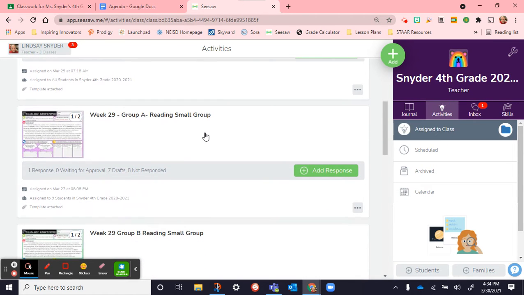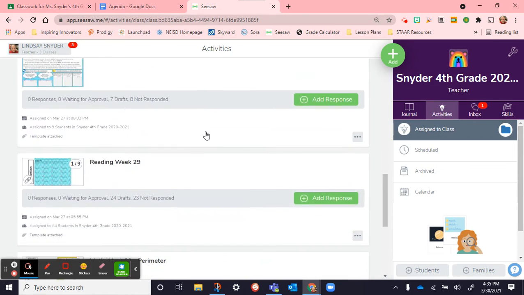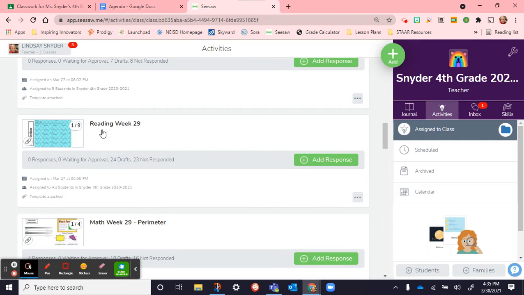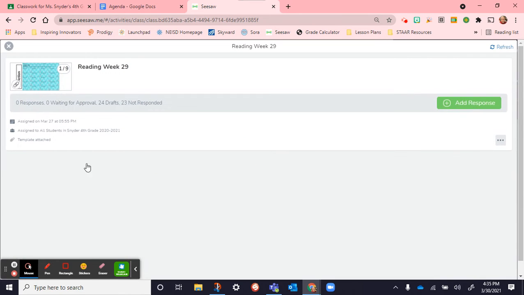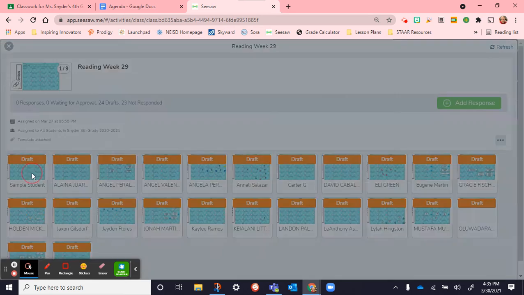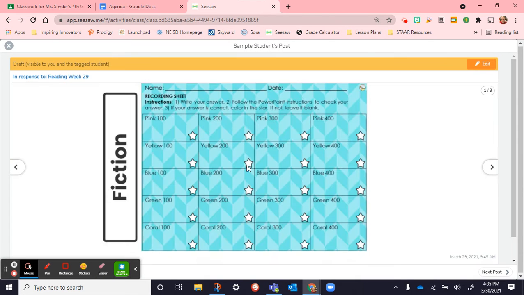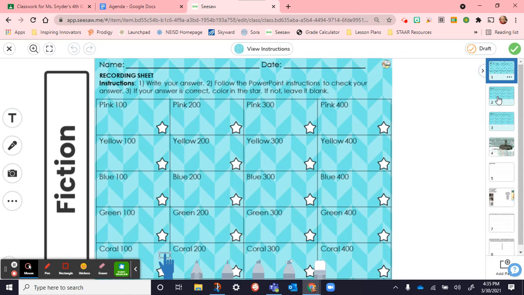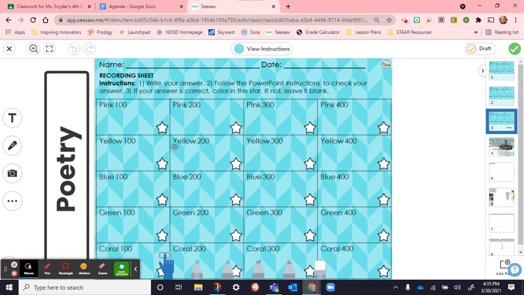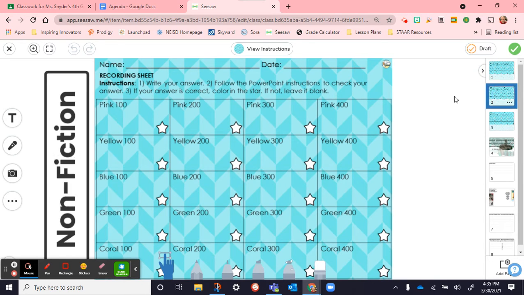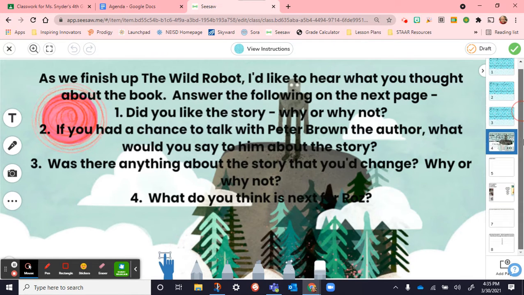So if you go down to reading week 29 here, open that up. All right, so these first few pages are the recording sheets where we're putting our answers from the game. Tomorrow we'll do the poetry one. Today was this page 2 with the nonfiction. And then the rest of the pages are the things that you're filling out about the Wild Robot.